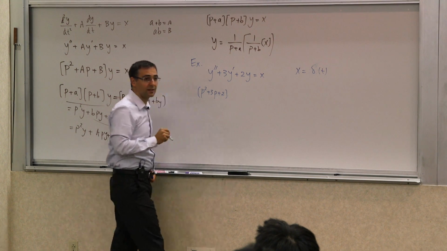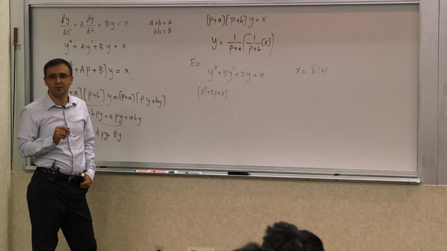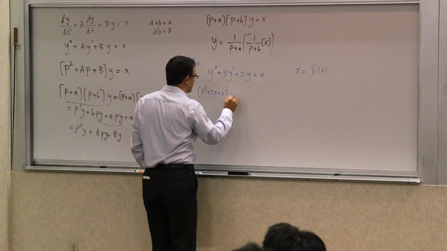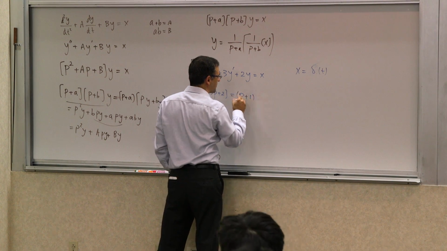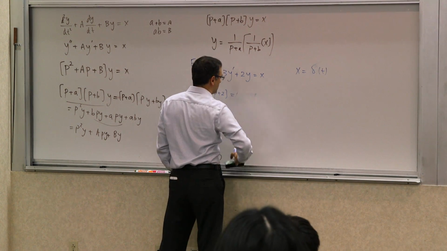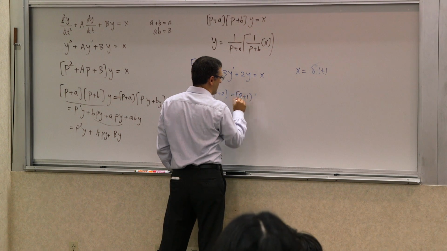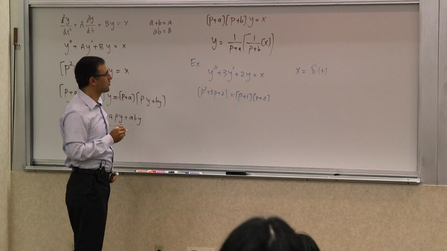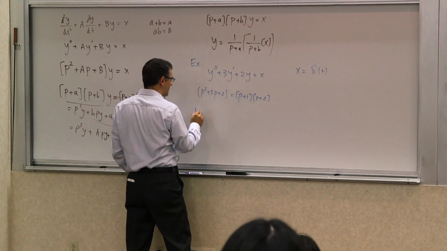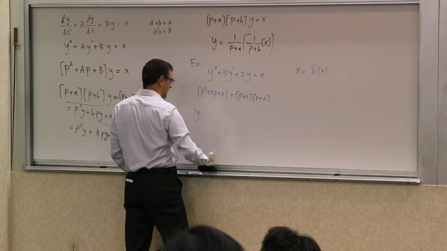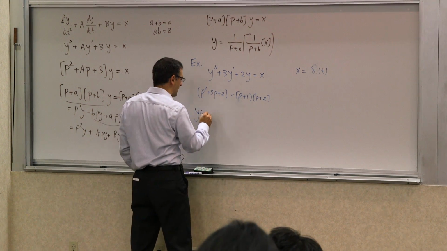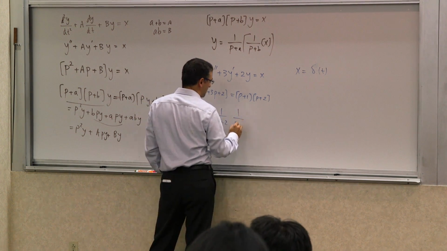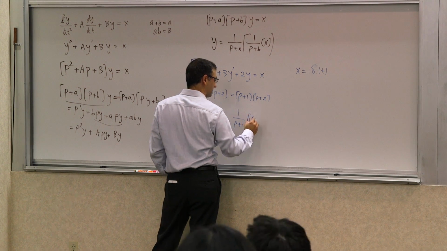So what are the roots of this thing? Minus 1 and minus 2, right? So you can write this as p plus 1 and p plus 2. So what I need to apply is really, so y of t, and see everything is in time domain here, is 1 over p plus 2 times 1 over p plus 1 of delta of t.